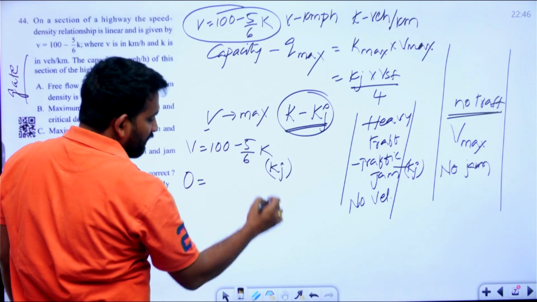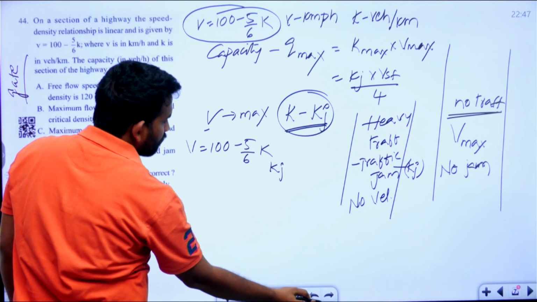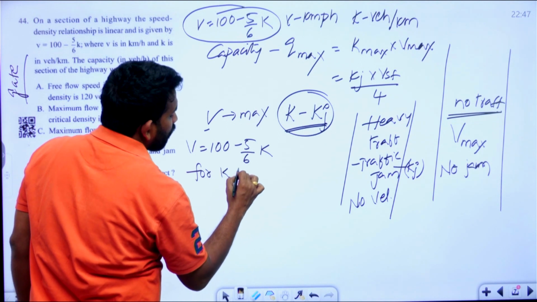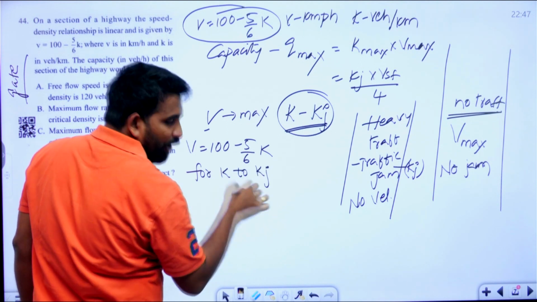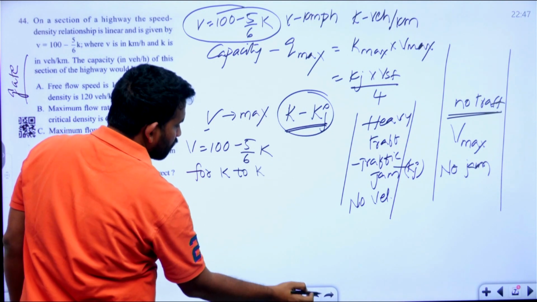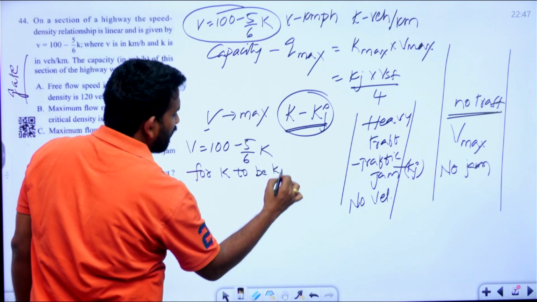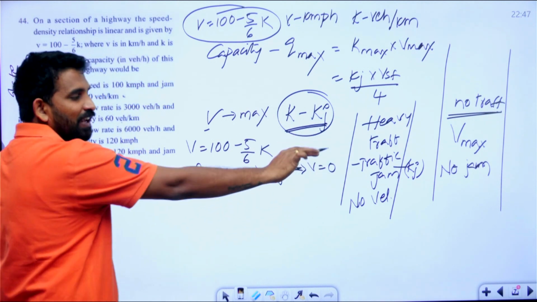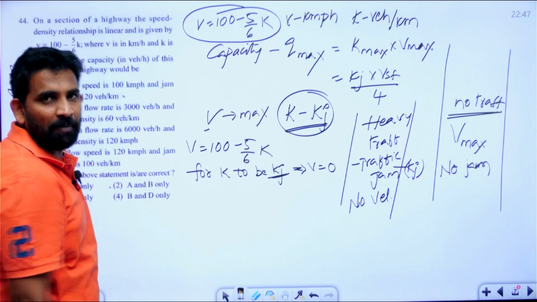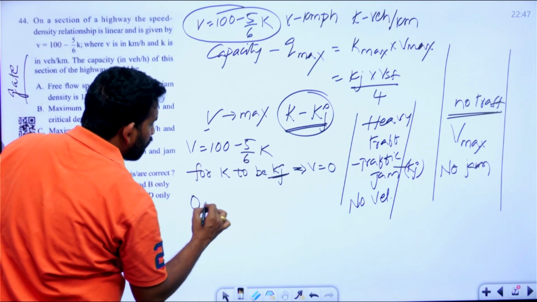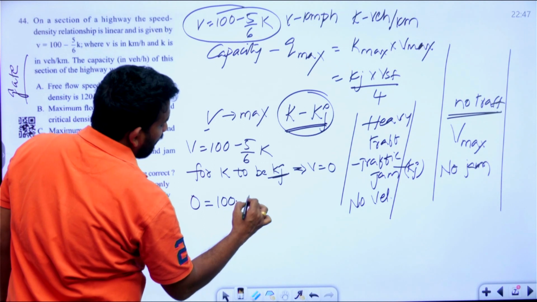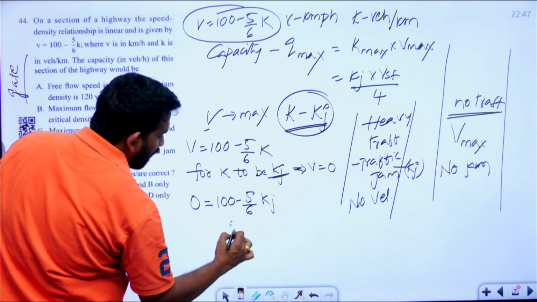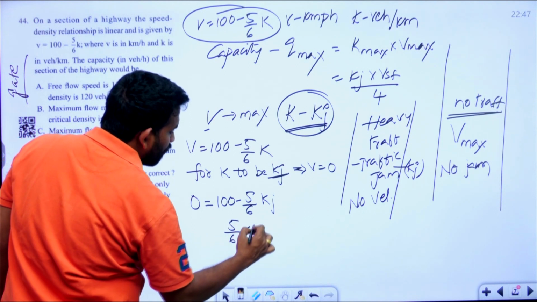For K to be Kj, that means for the density to be the jam density, V has to be 0, because only when V equals 0 will we observe this jam density. So V equals 0, then K changes to Kj: 100 minus 5/6 of Kj equals 0. Now 5/6 of Kj is equals to 100.